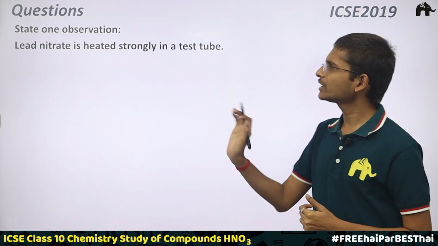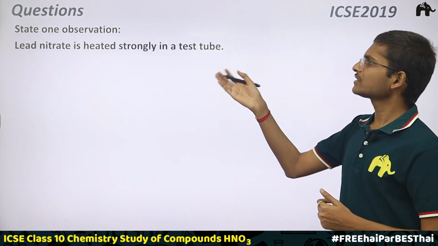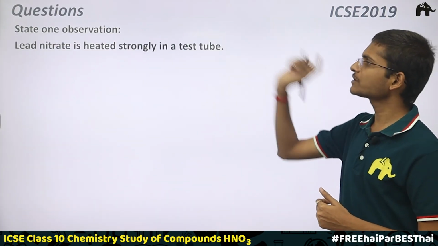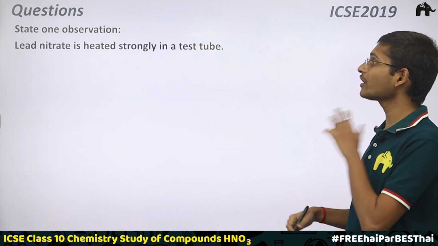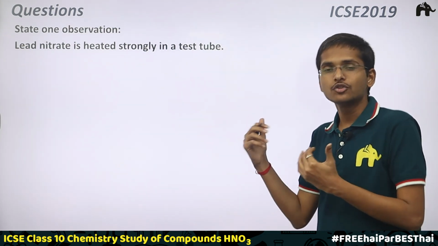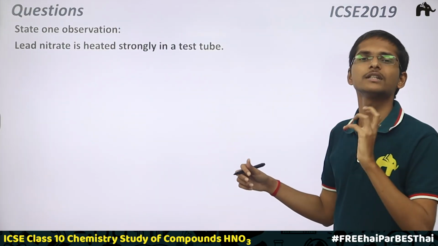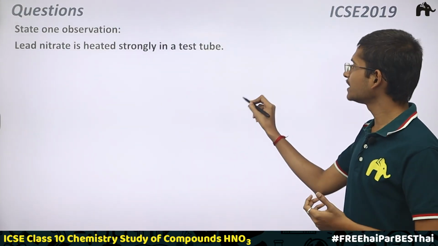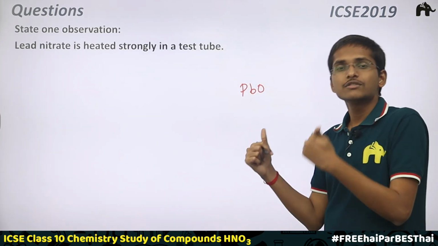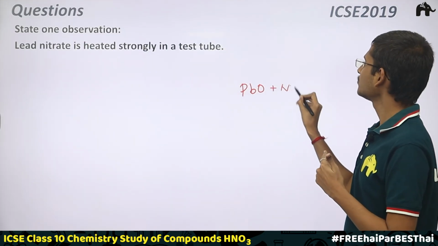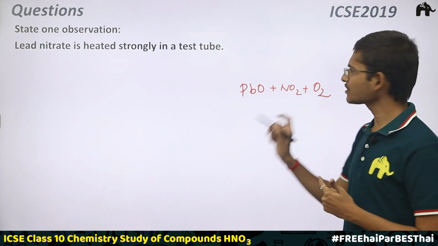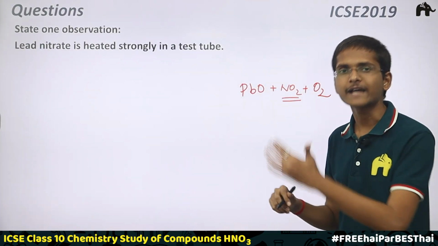So, a very simple one, just now we have observed. You can observe the year in which the questions were asked here. State one observation: lead nitrate is heated strongly in a test tube. So lead nitrate is heated means we are trying to do its thermal decomposition. When lead nitrate thermally decomposes, we know what it gives. It gives us lead oxide, NO2 gas is given out and oxygen is given out. So you can write one observation, which is very simple: reddish brown gas is liberated.